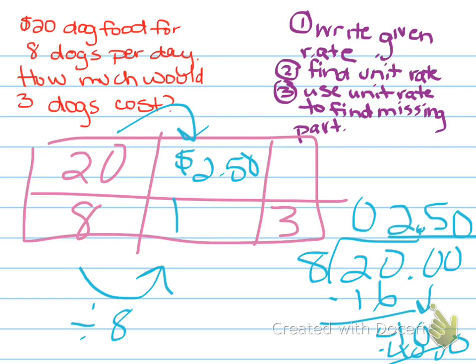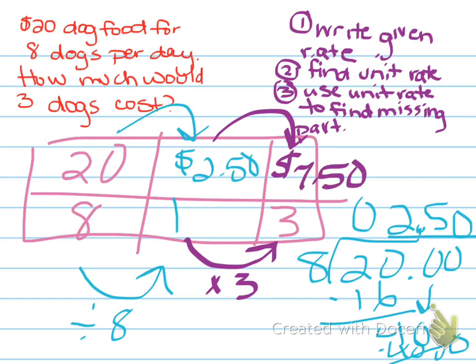But we want 3 dogs. So now I'm going to take that 1 dog and make it into 3 by multiplying times 3. And $2.50 times 3 ends up being $7.50. So to answer the question, how much would 3 dogs cost? The answer is $7.50.